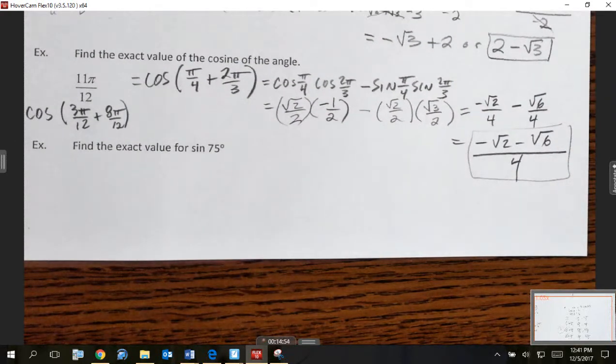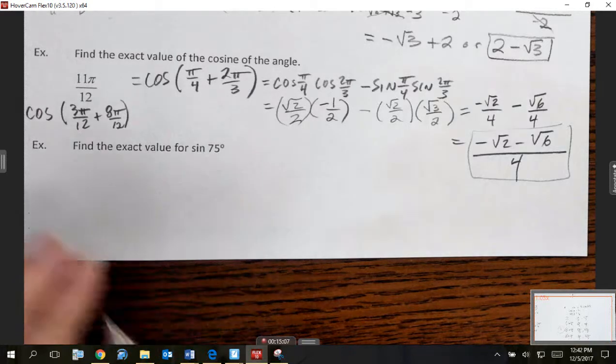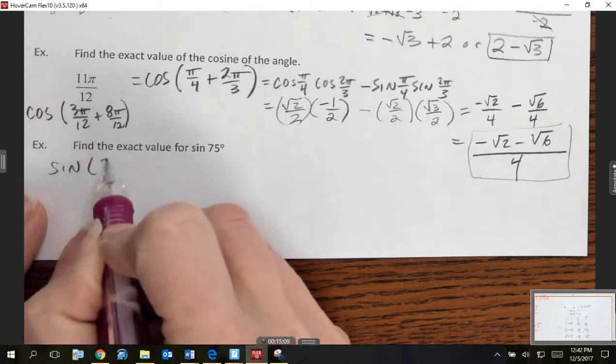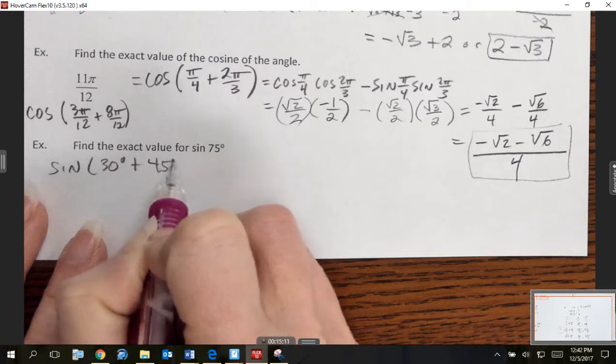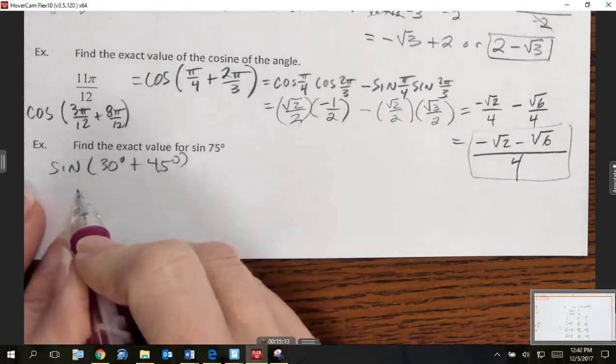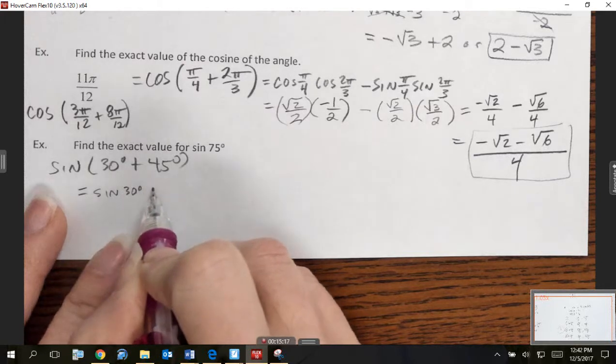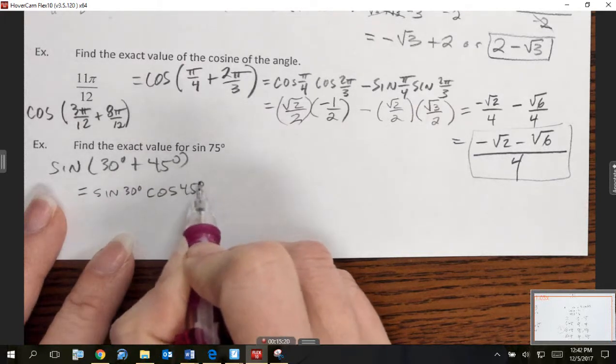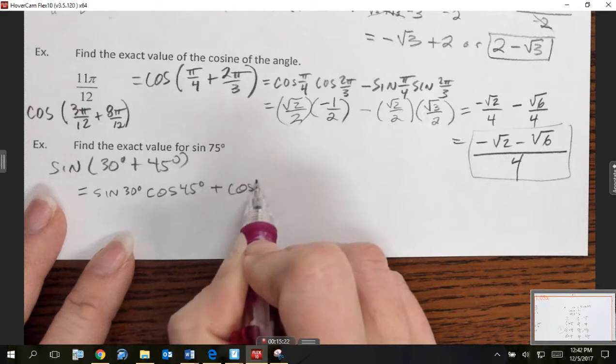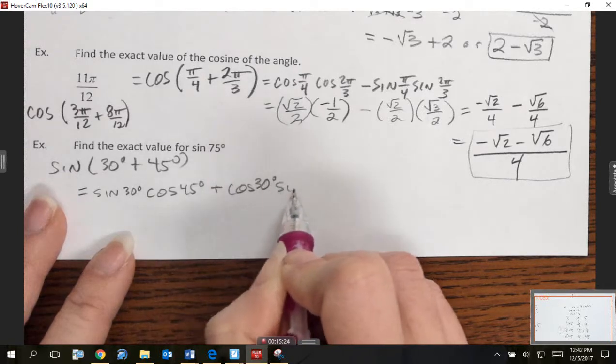Okay, next one, find the exact value for sine 75 degrees. We have to know how to make 75 using the numbers we know. What do you think? 30 plus 45? So we'll do sine of 30 degrees plus 45 degrees, so that's the sum with sine. I'm going to use my formula above. So I do sine of 30, cosine 45, plus cosine of 30, sine 45.